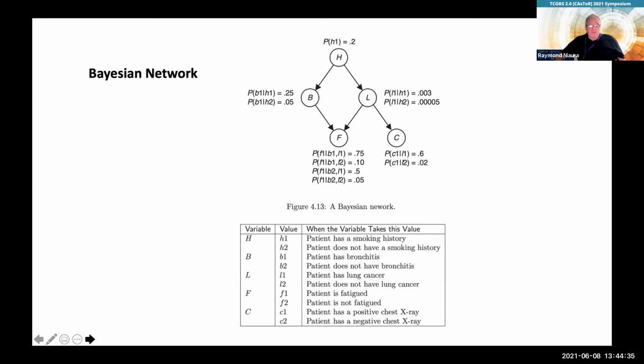Bayesian networks consist of nodes, which are the circles, which represent the variables, and arcs, which are also sometimes called edges or arrows. An arc indicates that a relationship exists between the nodes. There's an association between the nodes. And the absence of an arc implies independence between the variables.